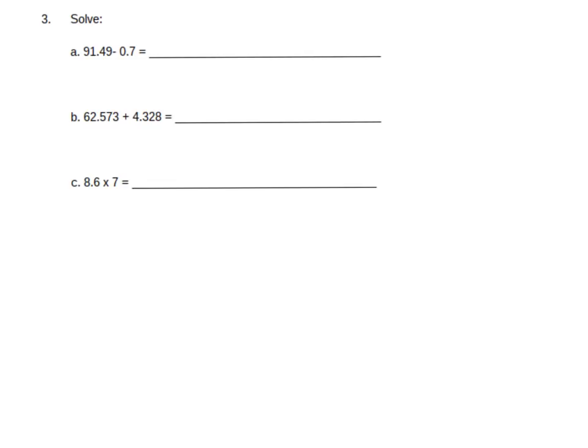We have to solve these problems. So first, we are subtracting. The rule when adding and subtracting decimals is to line up our decimals. So that's what we need to make sure we're doing, is lining up our decimal. Does anybody know why we line up our decimal?